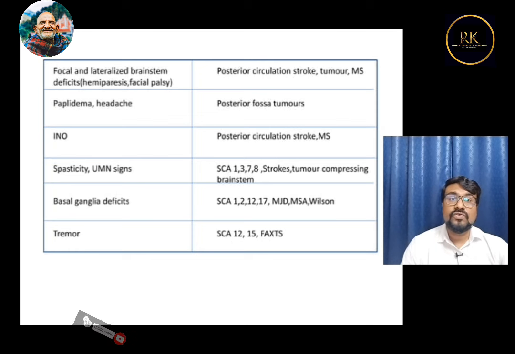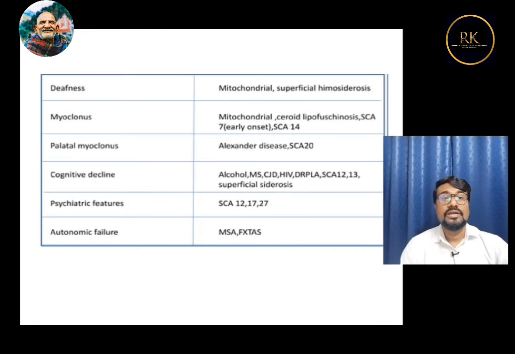Ataxia with focal and lateralized brainstem deficits is seen with posterior circulation strokes, papilledema and headache with posterior fossa tumors, internuclear ophthalmoplegia with posterior circulation strokes as well as MS. Basal ganglionic deficits with SCA 1, 2, 12 and 6, 17, tremors with 12 and 15. Deafness with mitochondrial disorders, myoclonus, palatal myoclonus, cognitive decline, psychiatric features and autonomic features can all be associated with ataxia.